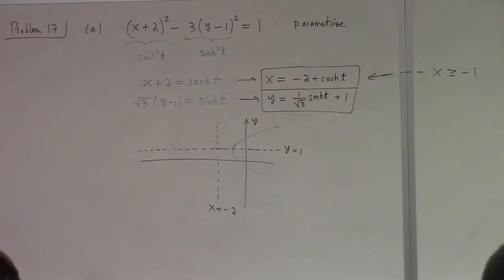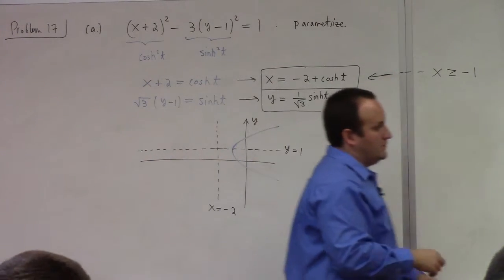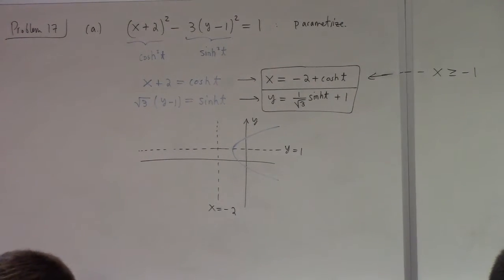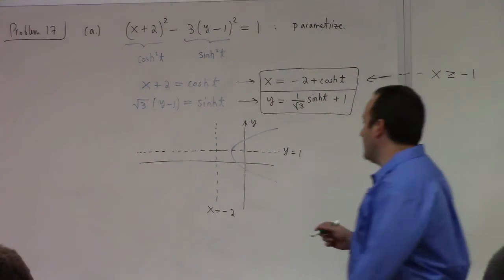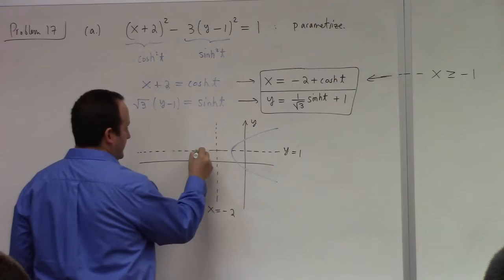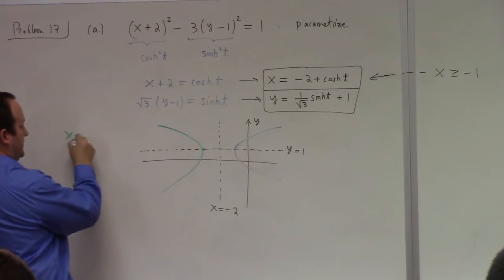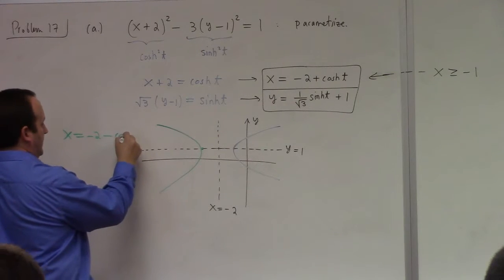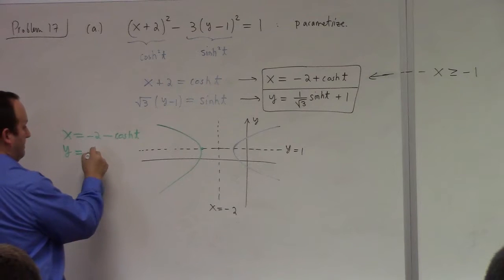Now, the hyperbola has two branches. I've only parameterized the right branch with those formulas. To parameterize the other branch, what would I do? Right, make it a negative. To get this one over here, I would just use x equals minus 2 minus hyperbolic cosine of t. And I can just keep y the same if I want.